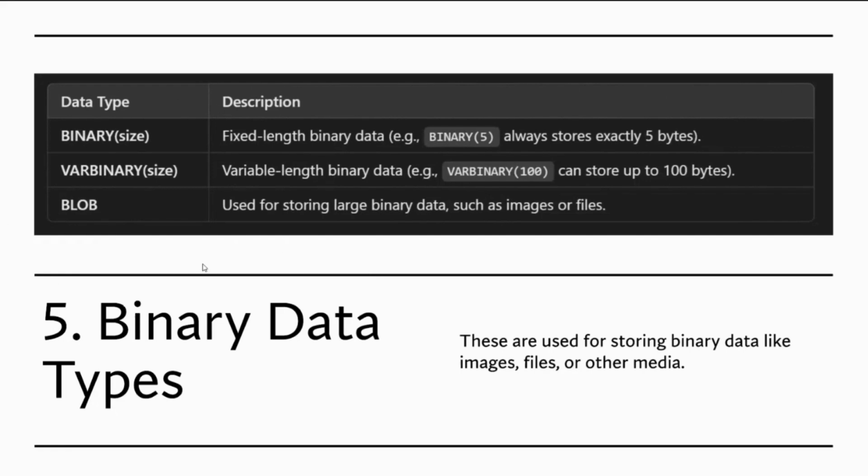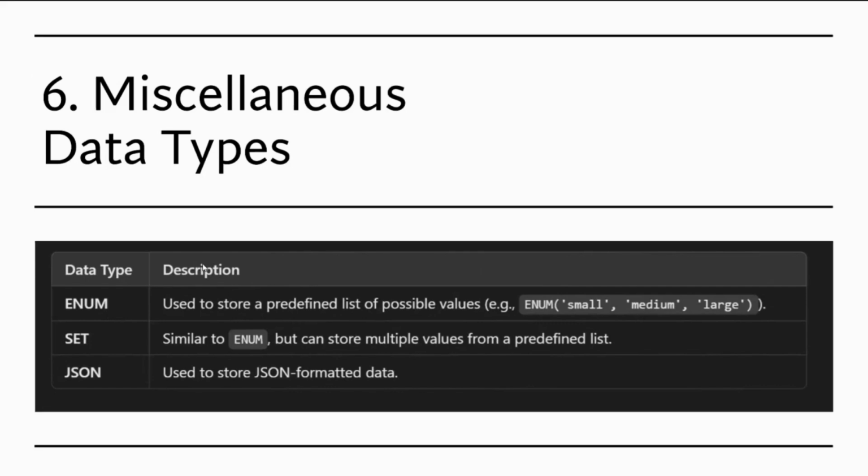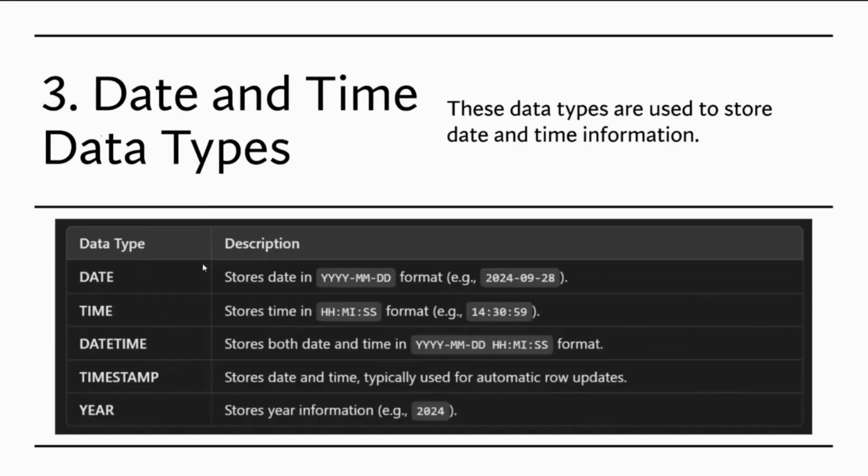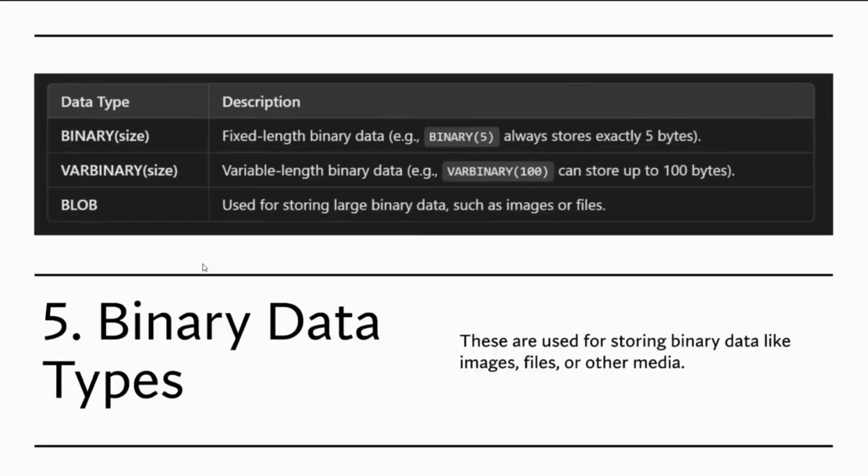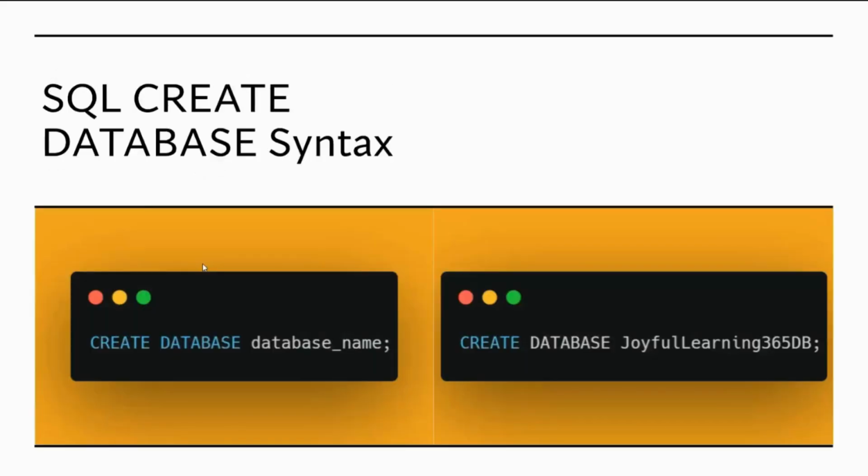Now the final one is the miscellaneous data type. Miscellaneous data types means sometimes you are storing some JSON formatted data, and at that time we'll use it. Sometimes we'll use set and enum to maintain constant things. Those data types we call miscellaneous data types. So here we have a total of six different types of data types classified. This is about the data types.